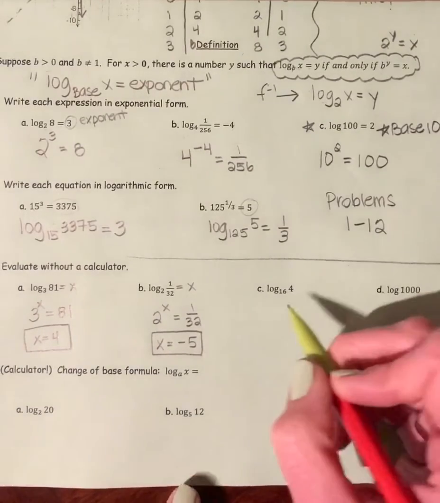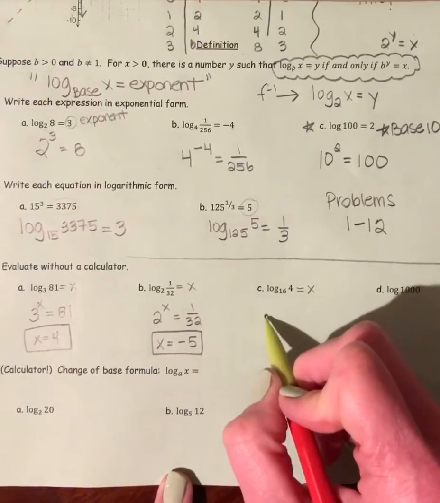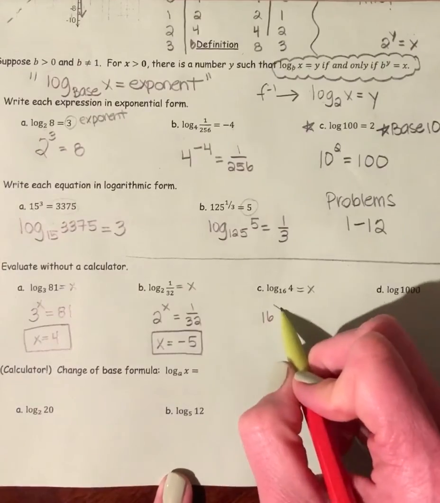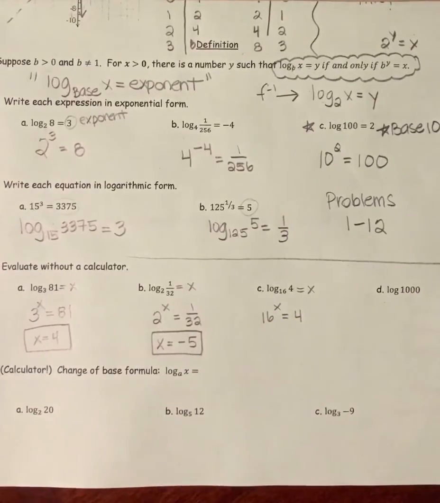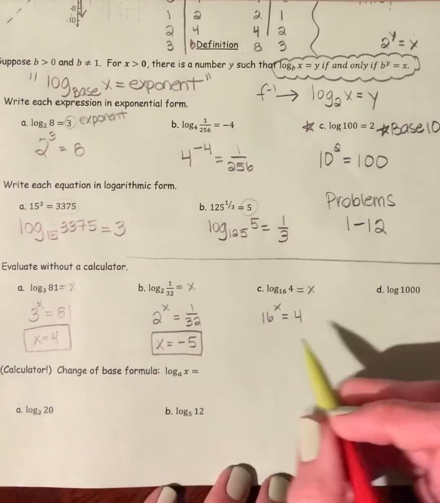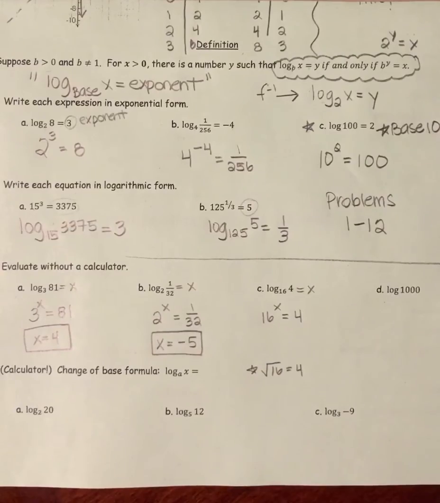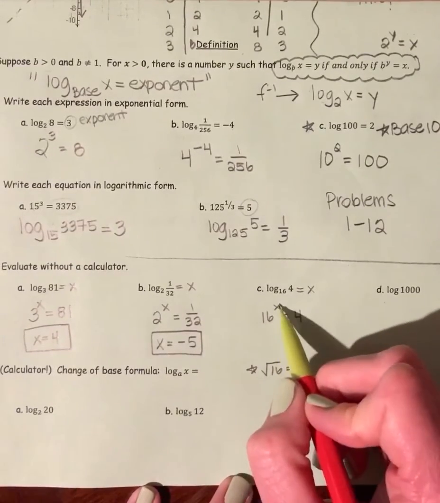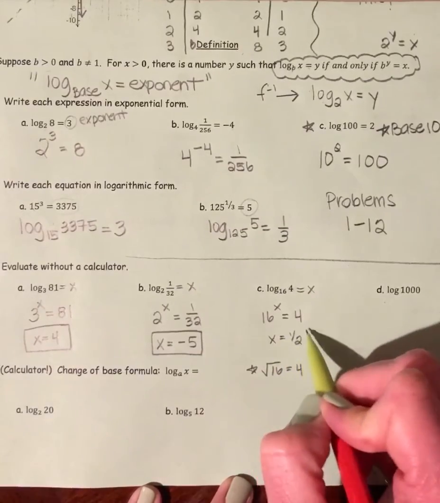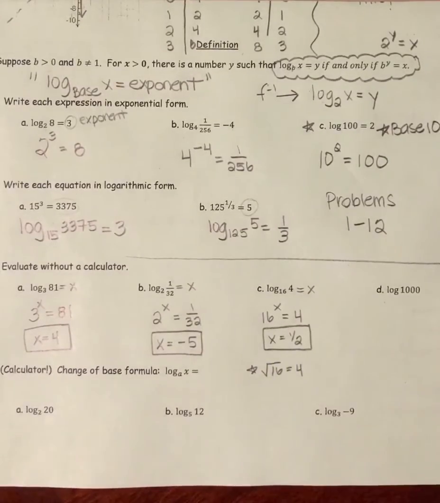Part C. So the base, again, is 16 raised to what power is equal to that value of 4? 16 to what power is 4? It's not going to be a negative number because my answer is not a fraction. However, this time, if you think about it, the square root of 16 is equal to 4. And 16 to the 1/2 power is the square root function. So it's x equals 1/2.